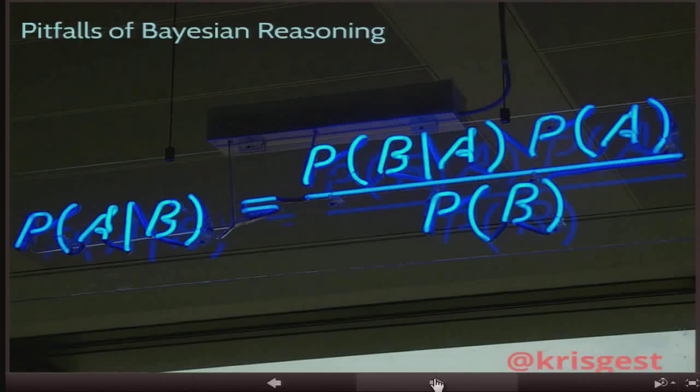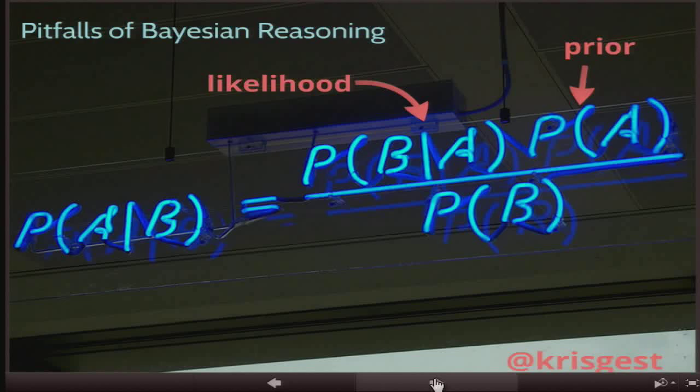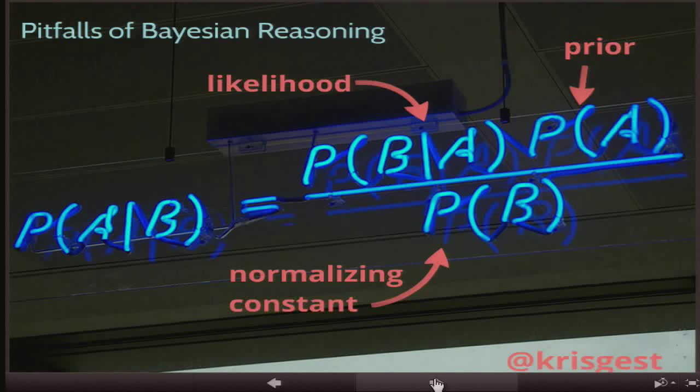Now, back to the original neon sign, I'll just go through a bit of terminology. The initial probability we're dealing with is known as the prior probability. Then the other term that introduces the new evidence is known as the likelihood. We've got a normalizing constant on the bottom. We'll get rid of that later. And the final outcome is known as the posterior probability.